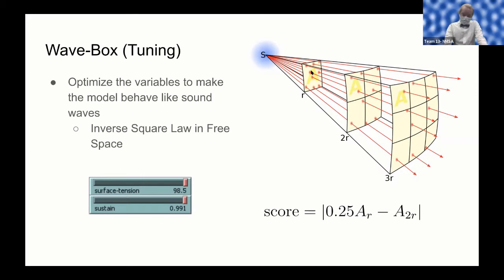So with this research in mind, we came up with a method for optimizing and tuning our model. And that is we calculate this score down here by taking the absolute value of 1/4 of the amplitude at some distance r minus the amplitude at some distance 2r, which is twice as far away. So if it perfectly matches the inverse square, this term will become 0. And then what we can do is a parameter sweep where we do a ton of different surface tension and sustain combinations and see which combinations score lowest.